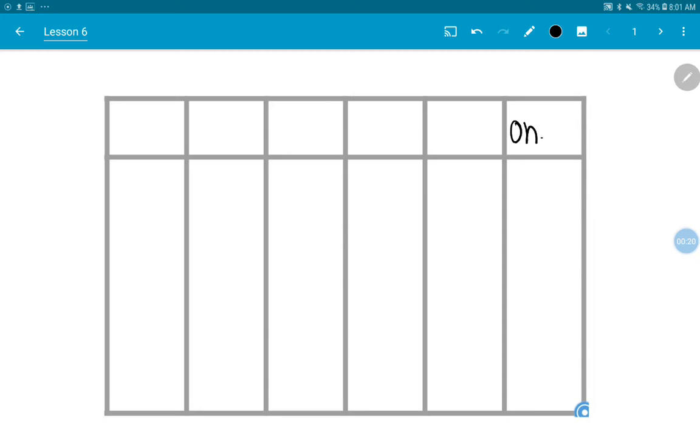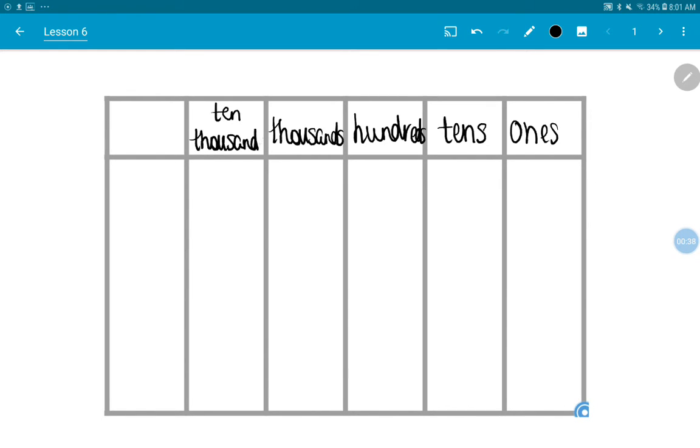So here's my ones, tens, hundreds, thousands, 10,000s, and 100,000s. Alright, now I have my place value chart labeled.